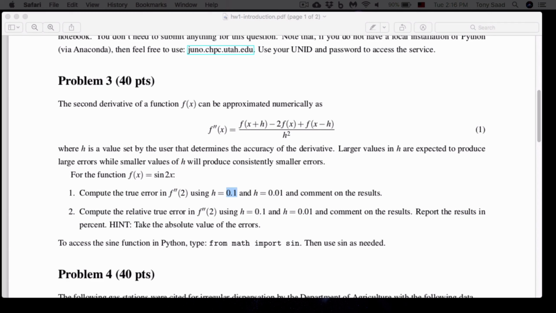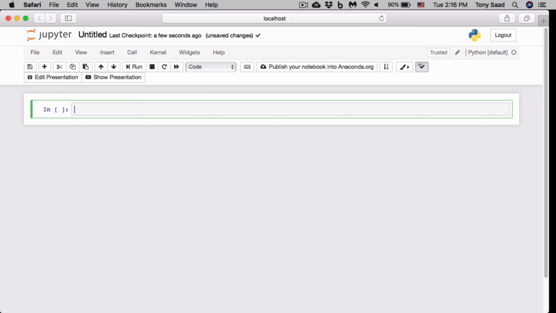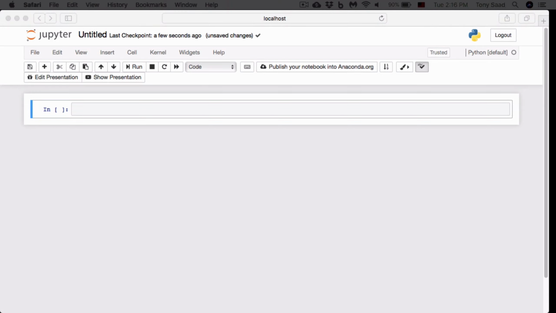Right, so let's open up a Jupyter notebook. And if you're not able to see the code way in the back, let me know. We can increase the font size a little bit.